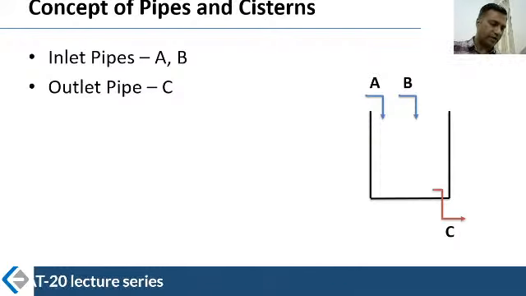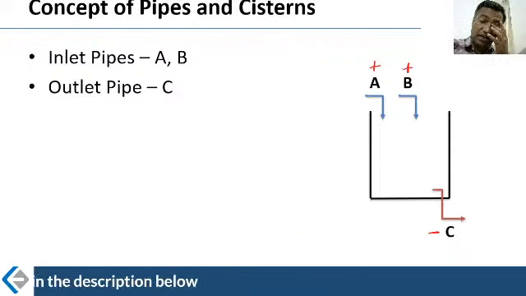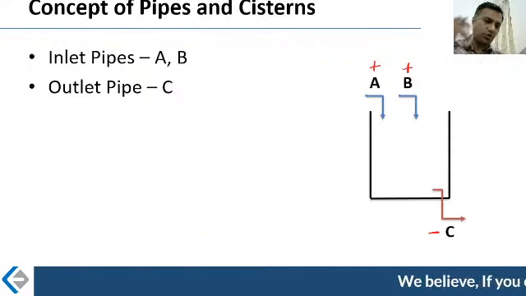I will denote it by a minus sign. Inlet pipes add water to the tank. Therefore, it's positive work. Now, what I say here is A does the positive work, B does the positive work, because they're inlet pipes. C does what? C does the negative work because it draws out the water from the tank.